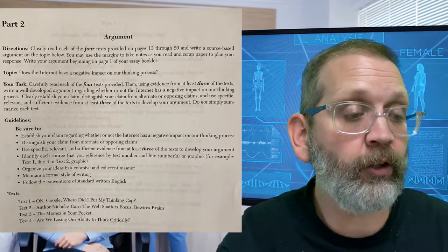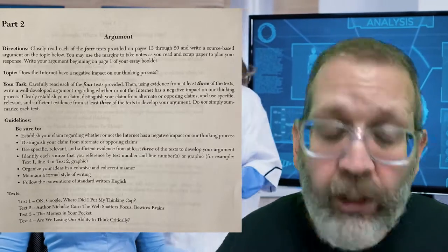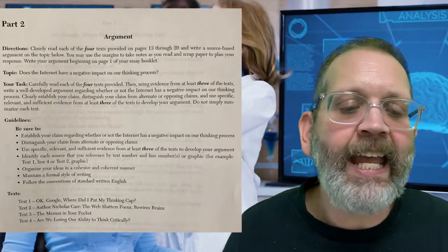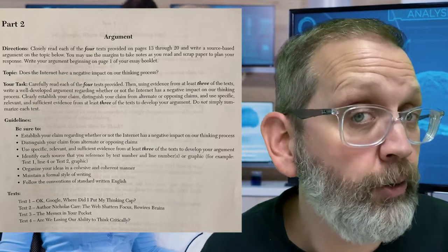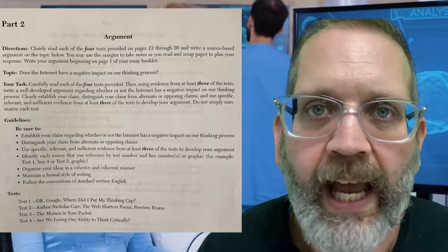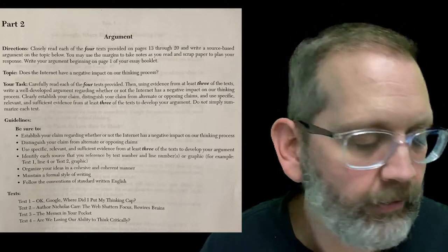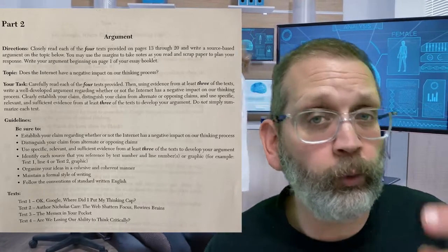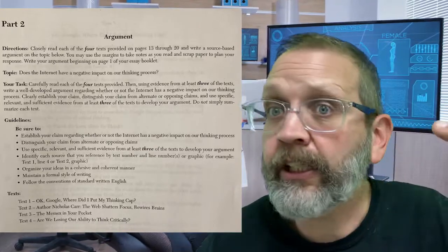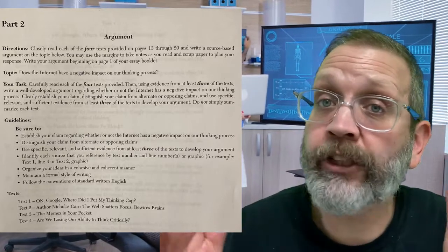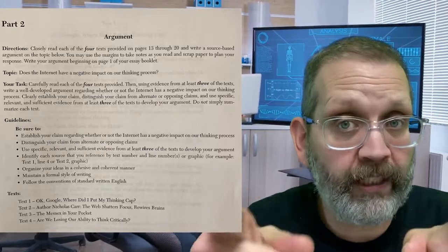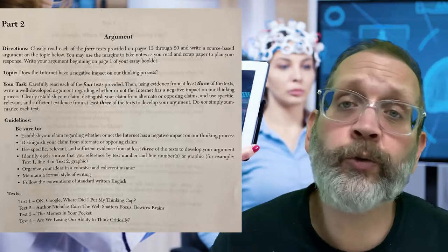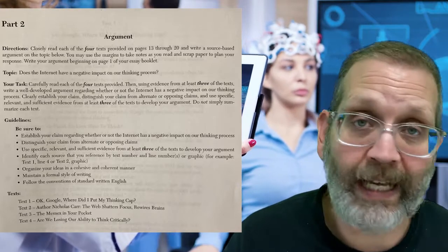Organize your ideas in a cohesive and coherent manner, and you'll be able to do that by following the outline that I'm going to give you. Maintain a formal style of writing as opposed to casual. You cannot use emojis in an essay. And follow the conventions of standard written English as opposed to casual English or any other language on this planet. All right, stick with the English language, the formal side of it, and you'll be good to go. And that's really all the directions are saying. I don't know why they make it sound so complicated.